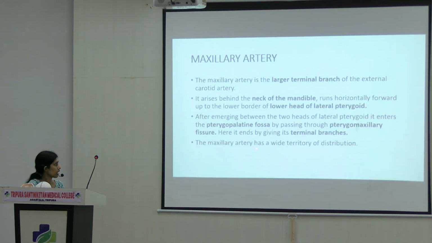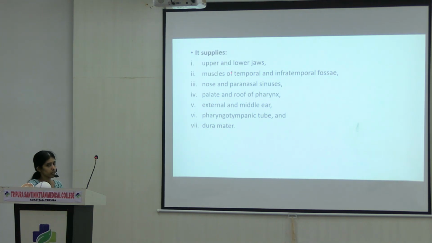The maxillary artery has a wide distribution. It supplies your upper and lower jaw. It also supplies the muscles of temporal and infratemporal fossa, nose and paranasal sinuses, palate and roof of pharynx, external and middle ear, pharyngotympanic tube and also your dura mater.